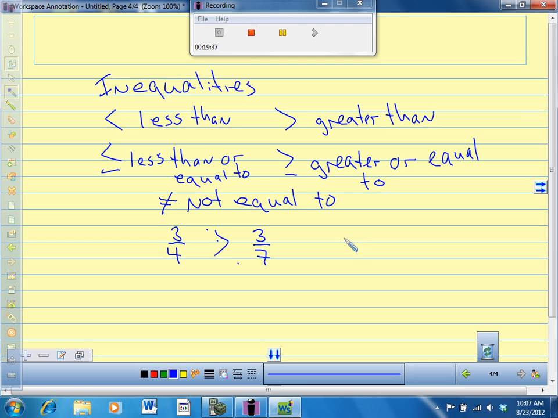What if I did 0.25 and 1/3? Which way should the mouth go? Towards the 1/3. Okay? And so on and so forth. So that's all there is with inequalities. That's pretty easy. It'll ask you to arrange things.